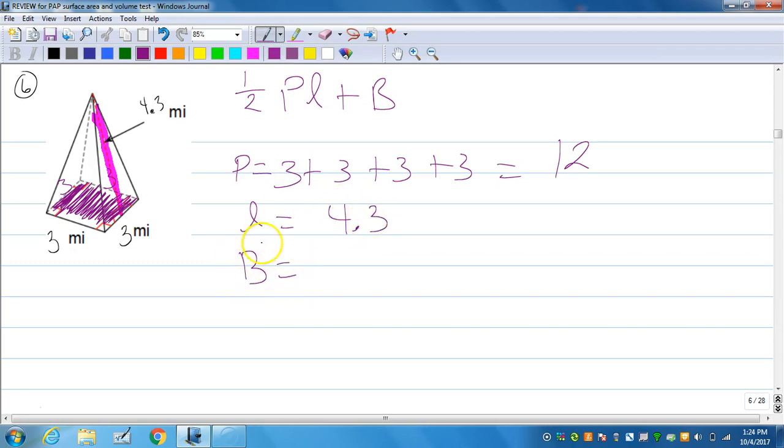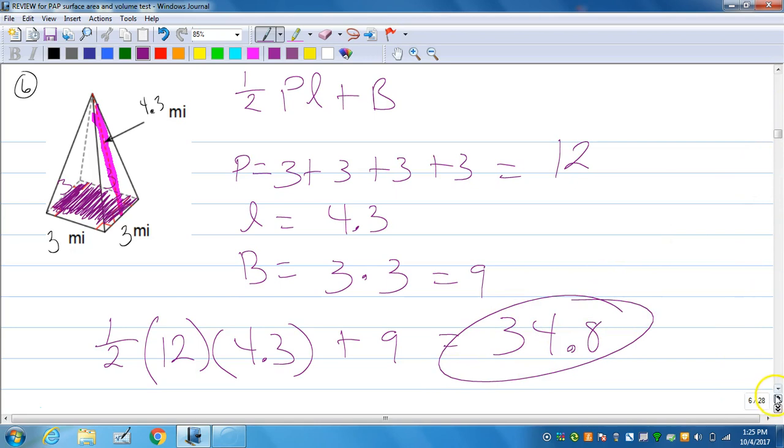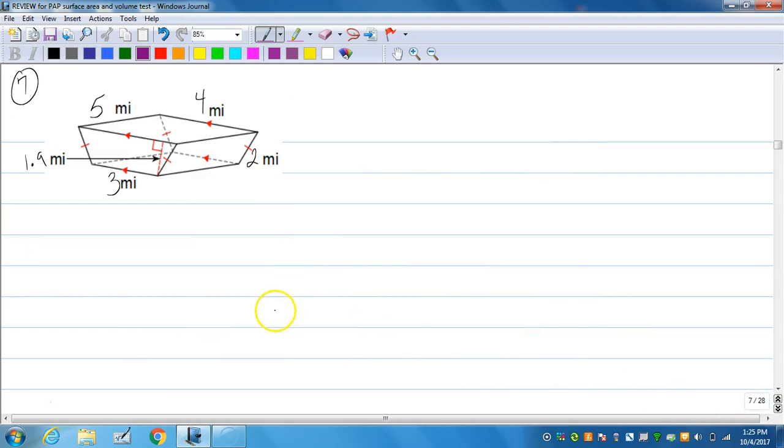And then the B, the area of the base. My base is a square. The area of a square is length times width. So 3 times 3, which is 9. Plug it into the formula. 1 half times the perimeter, which is 12, times the L, which is 4.3, plus big B, which is 9. And that should give you 34.8.